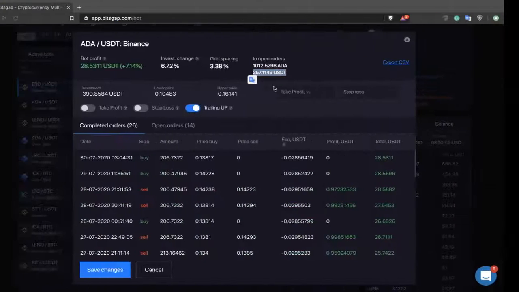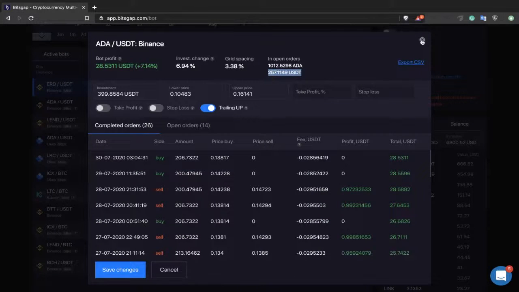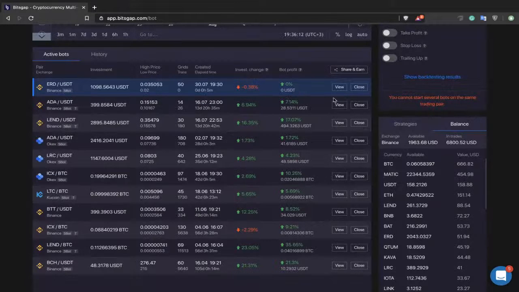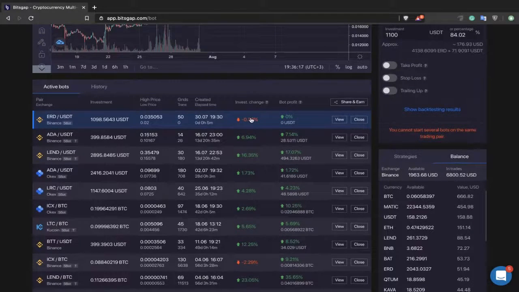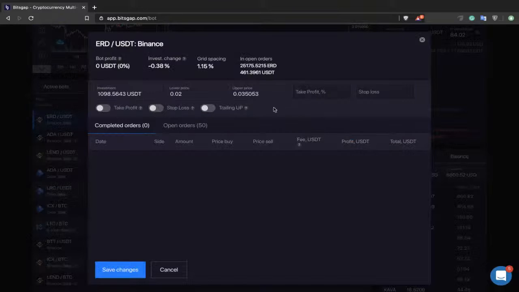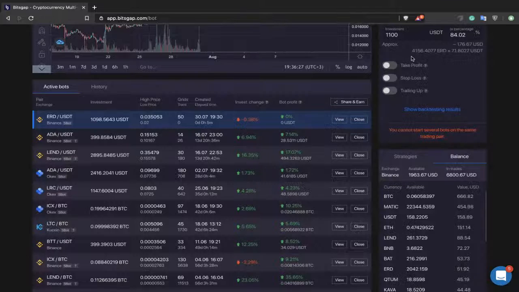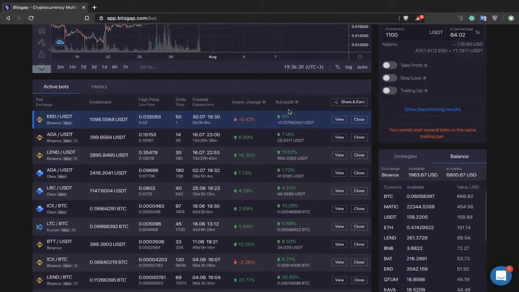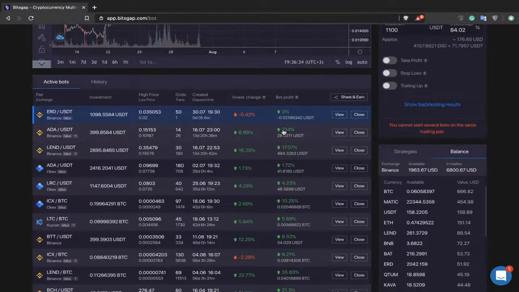What makes investment change different from the bot profit? The bot profit is already priced in the investment change, and most importantly, fees are also priced in, so they are deducted, and that is why the profit that you see here is a net profit. That's the pure profit, net of all fees.